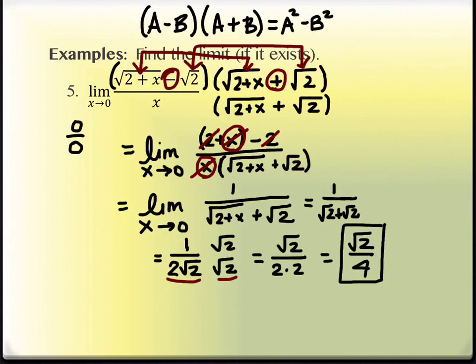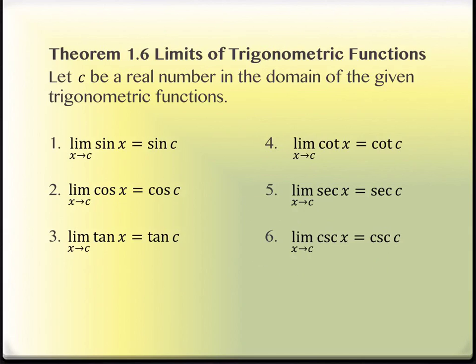All right, we're going to talk a little bit next about trig, what to do with some trig evaluations, limits. So the limits of trigonometric functions, let C be a real number in the domain of the given trigonometric function. All 4 of these tell you that the limit as x approaches C of the trig function means you can plug the C value into the trig function for x. Now, of course, the catch is that it has to be in the domain of the given function.